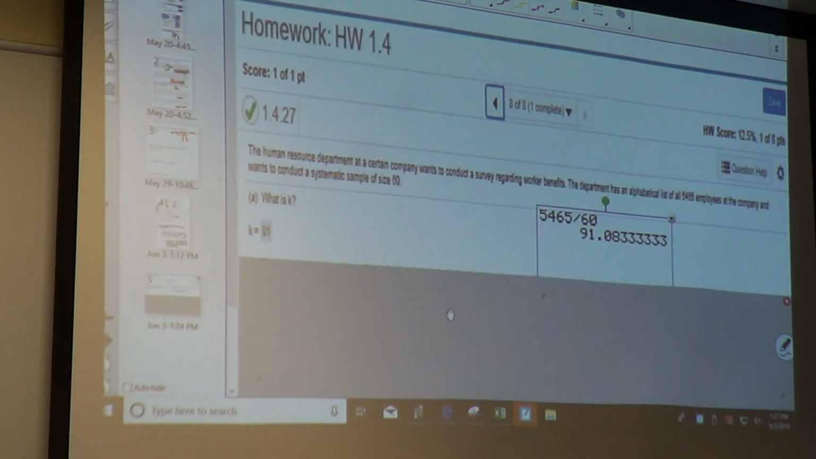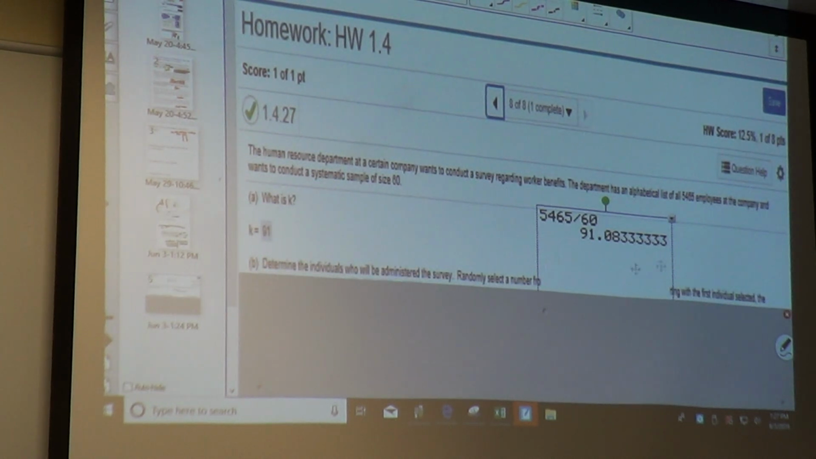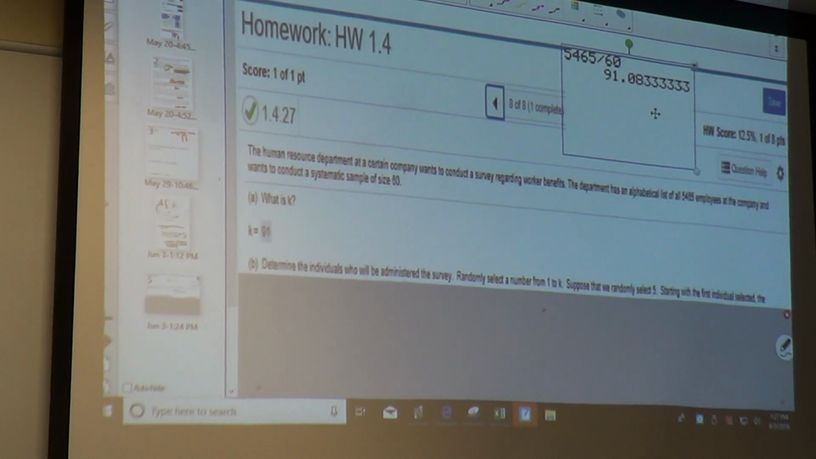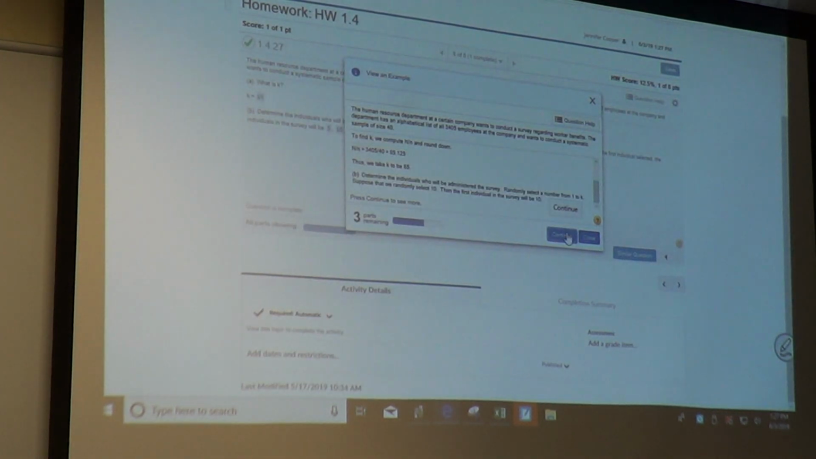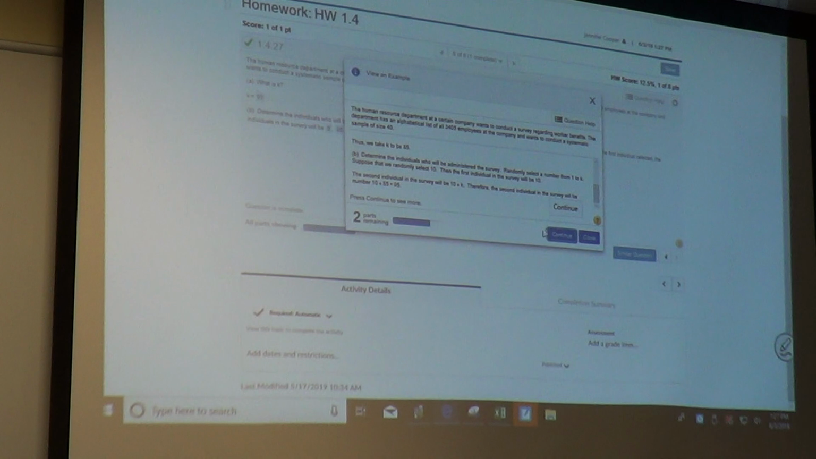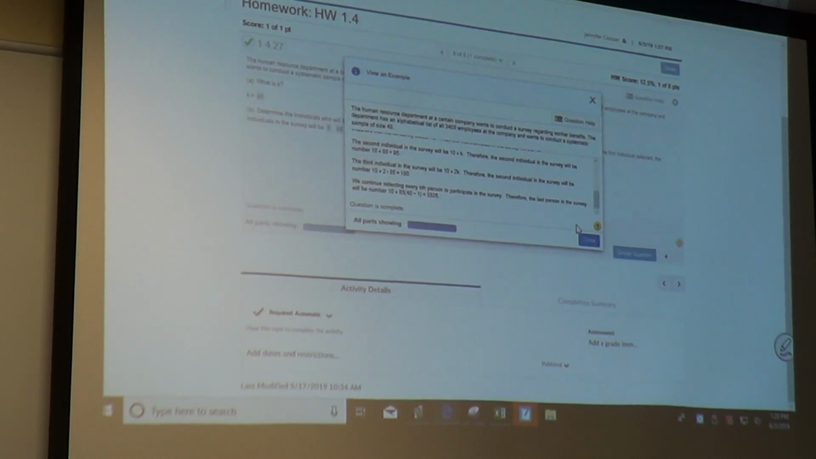All right, then it says, determine the individuals who administer the surveys randomly selected from 1 to K with a random sample of 5. Ooh, I don't know what that means. So I'm going to come over here. Now, this one started at 10, and my K was 85. So I'm going to use their numbers.